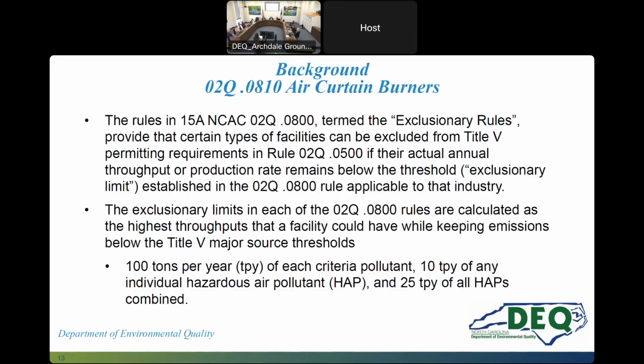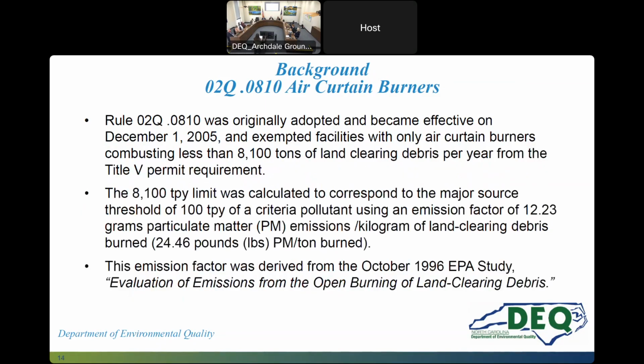The exclusionary limits in each of the 02Q .0800 rules are calculated as the highest throughputs that a facility could have while keeping emissions below the Title V major source thresholds. So these thresholds include 100 tons per year of each criteria pollutant, 10 tons per year of each individual hazardous air pollutant, or HAP, and 25 tons per year of all HAPs combined. And as I will explain later, this proposed rule revision will only be applicable to SISWI ACIs.